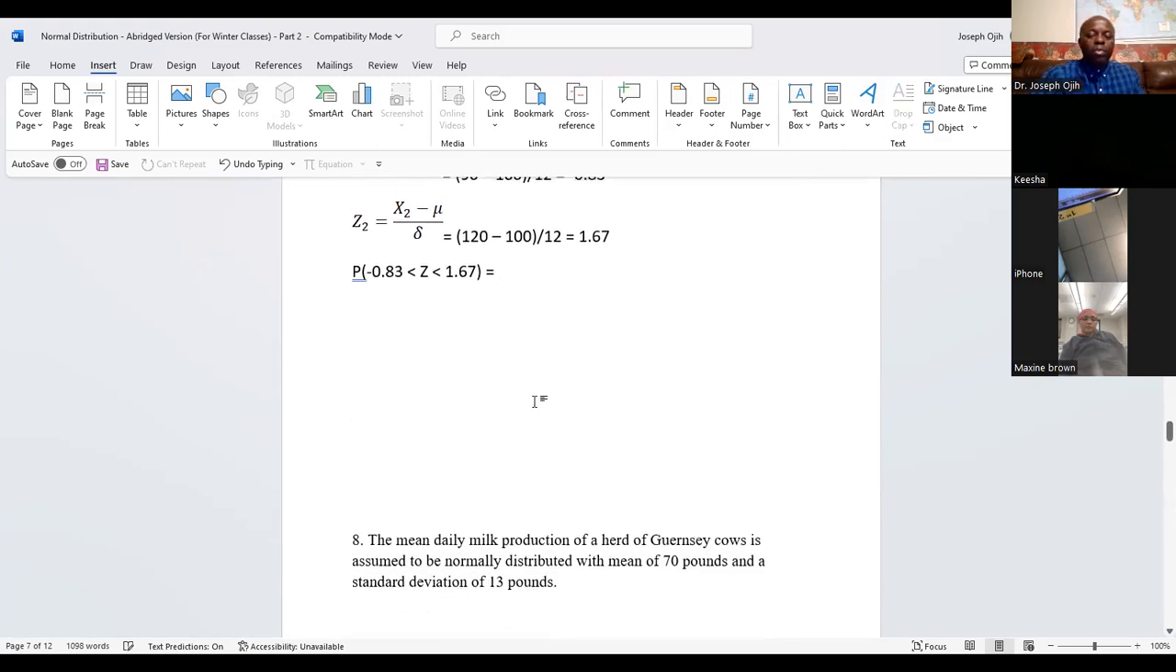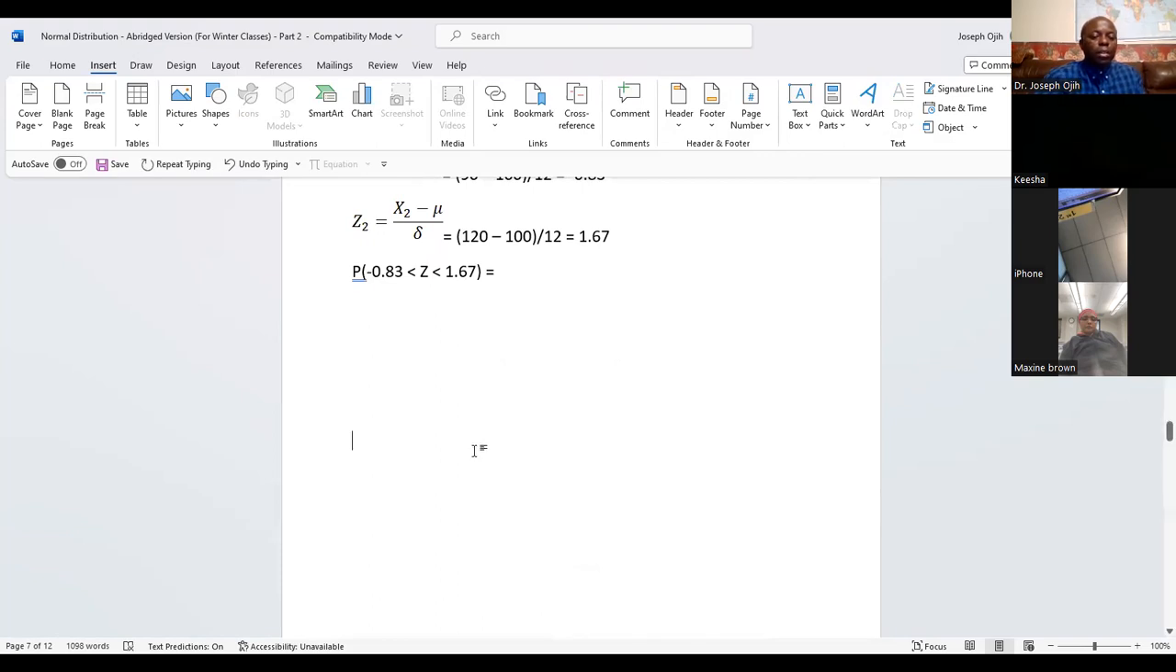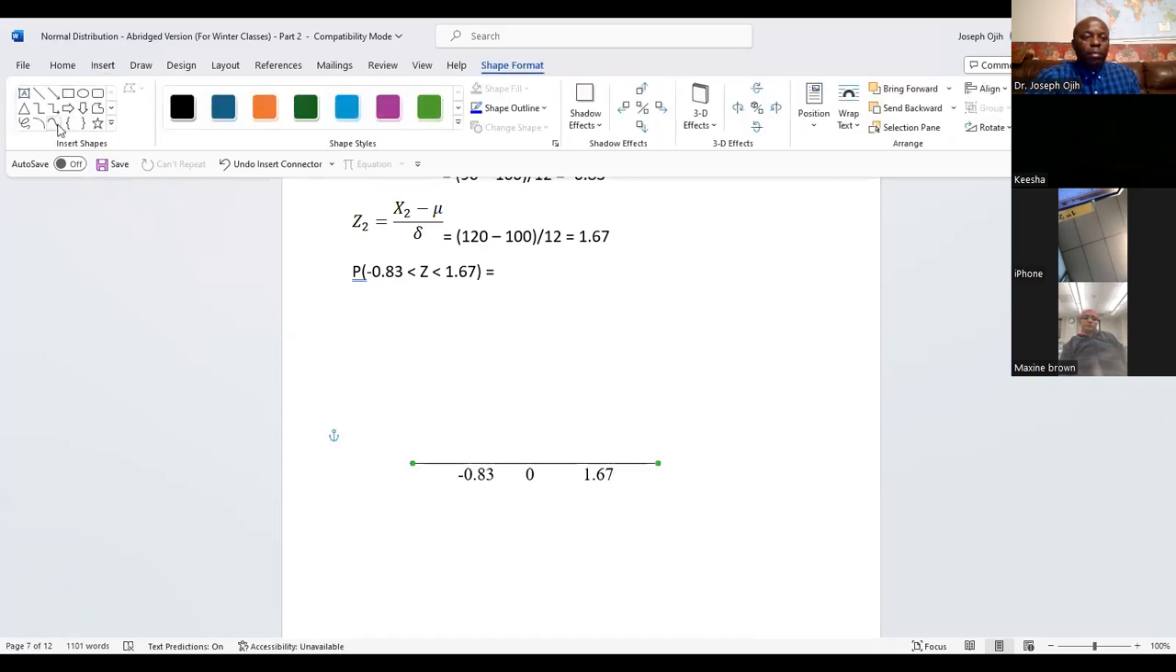So to answer this, we make our chart. Our chart here: negative 0.83, then 0, then 1.67. Then you can now introduce your horizontal axis, and then the bell curve itself.